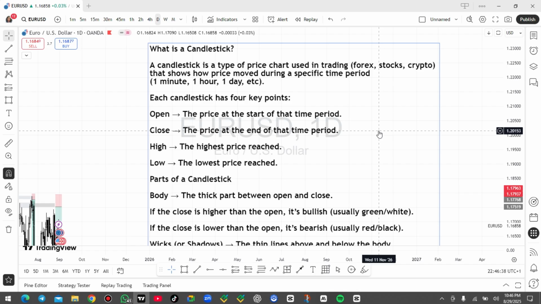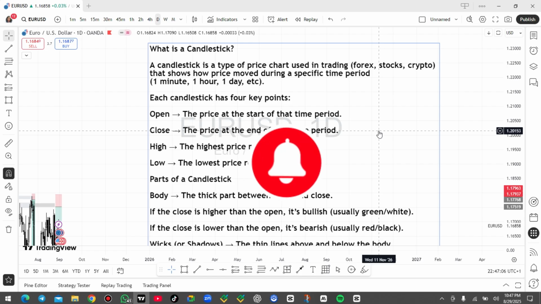Now, what is a candlestick? A candlestick is a type of price chart used in trading. Not only forex traders use candlesticks, crypto traders also use candlesticks. People that trade stocks also use candlesticks. You see why candlestick is very important in charts and in trading. It shows how price moves during a specific time period.